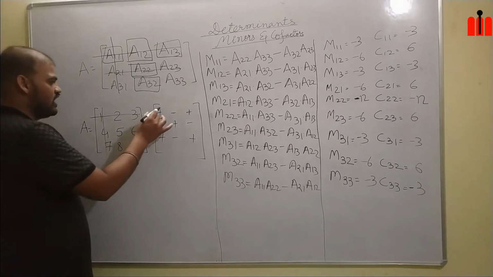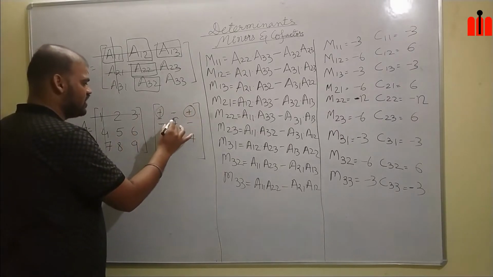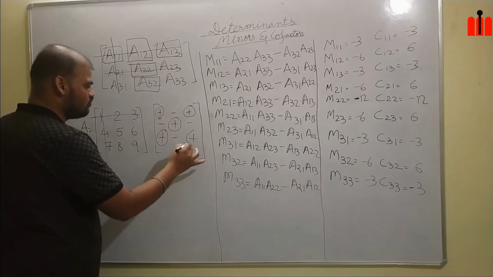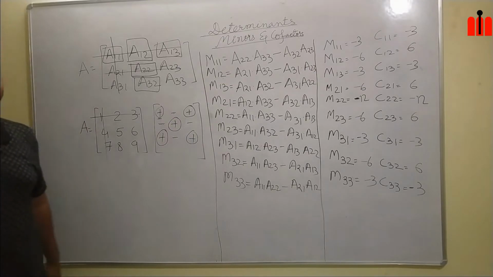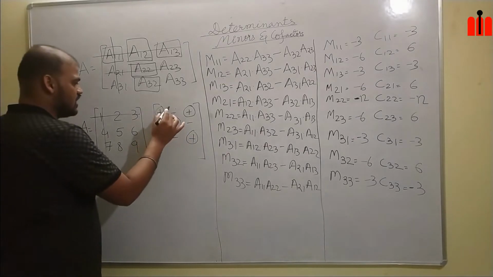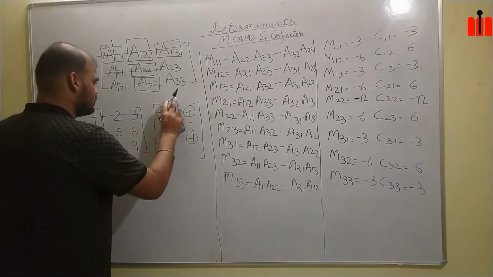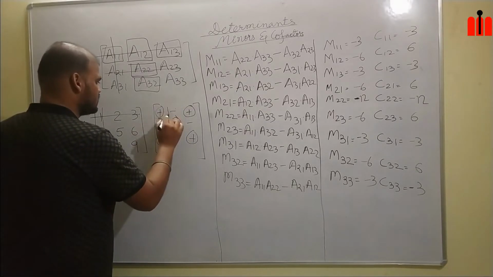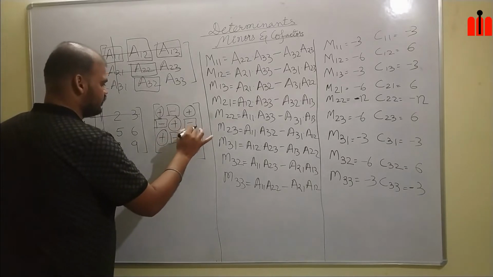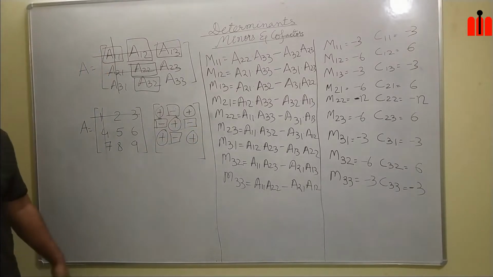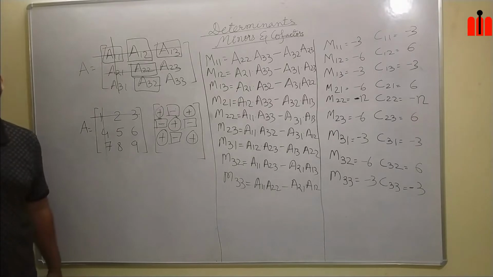So wherever there are positive signs, in these places the minor will be equal to the cofactor, and wherever these negative signs are there, at those places a negation sign is included with the minor to arrive at the cofactor.